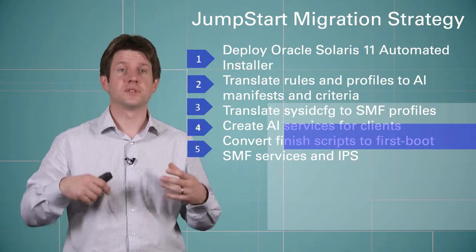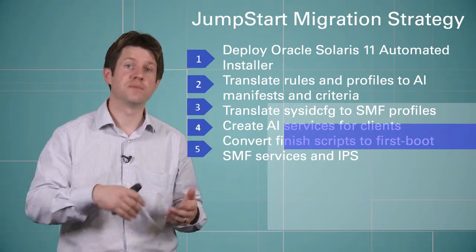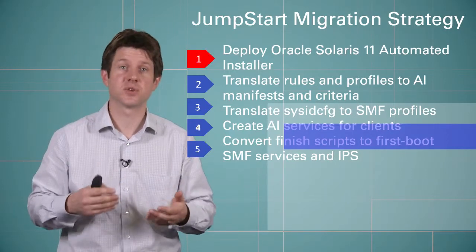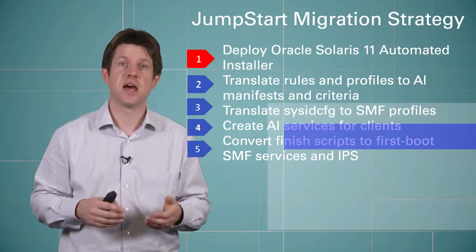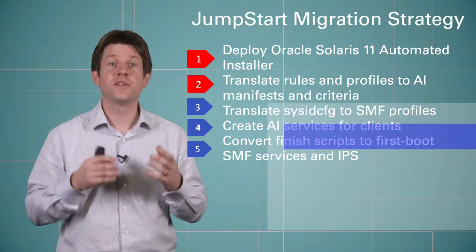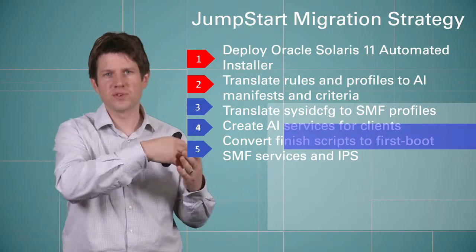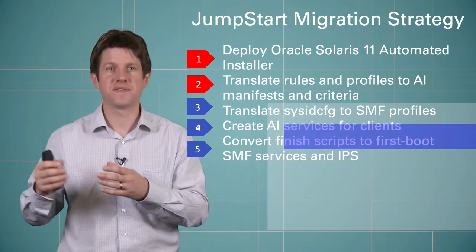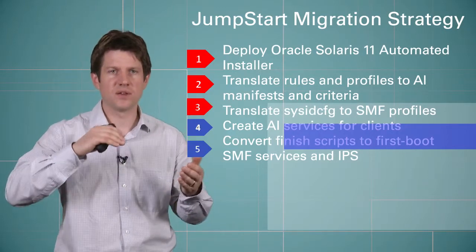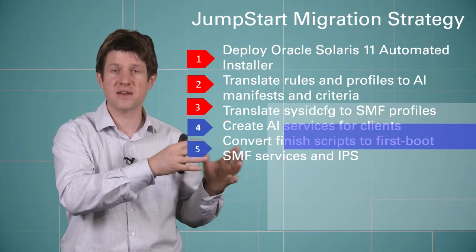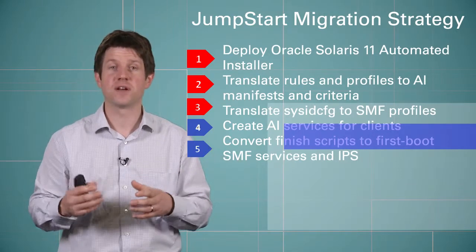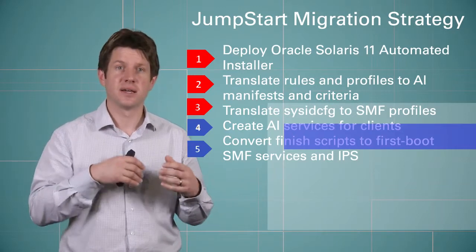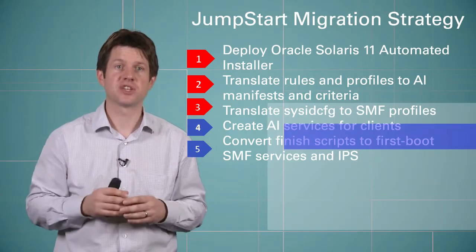So let's look at an overall migration strategy for how you move from JumpStart across to the automated installer. Obviously, first you need to have a system that's installed with Oracle Solaris 11 so you can actually create an automated install service. Once you've got that, you need to look at what rules and profiles you've got in JumpStart and move them across to the AI manifest. You need to look at how your sysidcfg in your Oracle Solaris 10 environments maps to SMF profiles in the Oracle Solaris 11 world. And for both of those, the js2ai command line tool can certainly help you with some of that transition.